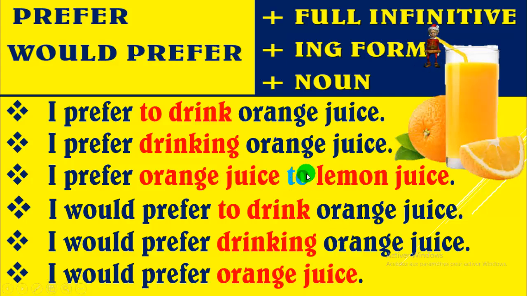And here, when we ask the question, we say orange juice or lemon. But when you answer, use to or over. I prefer orange juice. You can stop there. Or I prefer orange juice to lemon or over lemon.